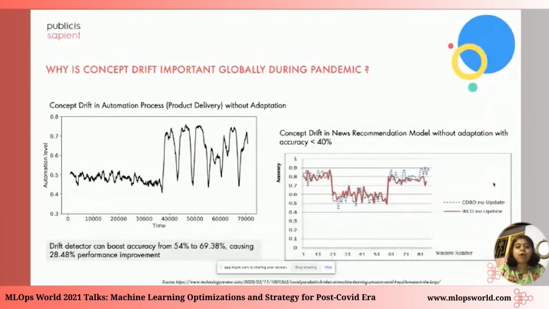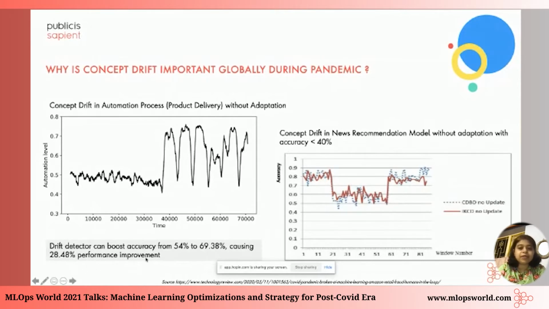In a machine learning model, there could be a significant dip or a significant increase in the outcome, which we call the target variable. Here on the left-hand side, you can see that there's concept drift in an automation process or a product delivery, where there has not been any adaptation or dynamic process or workflow in terms of MLOps. If we have a sufficient drift detector, all the algorithms in place, and the end-to-end production pipeline in place, it can significantly boost the accuracy to 69.38%. Whereas without the drift detector, what will happen?